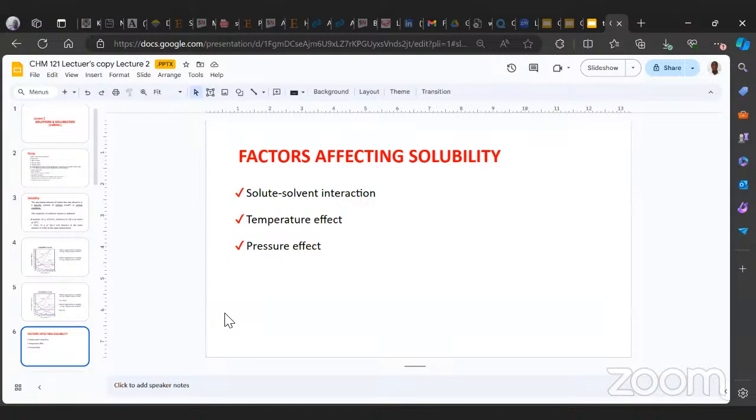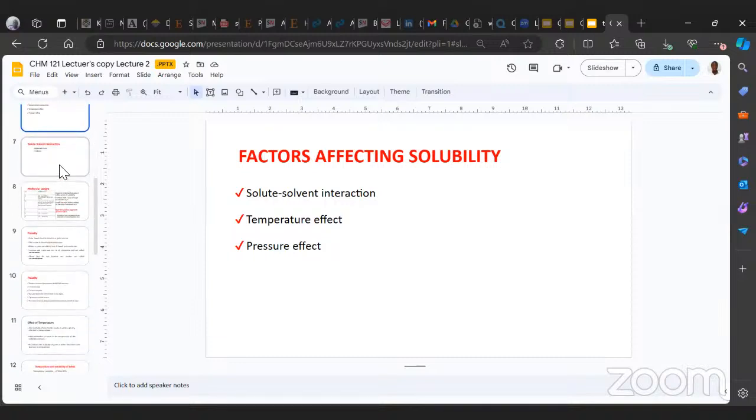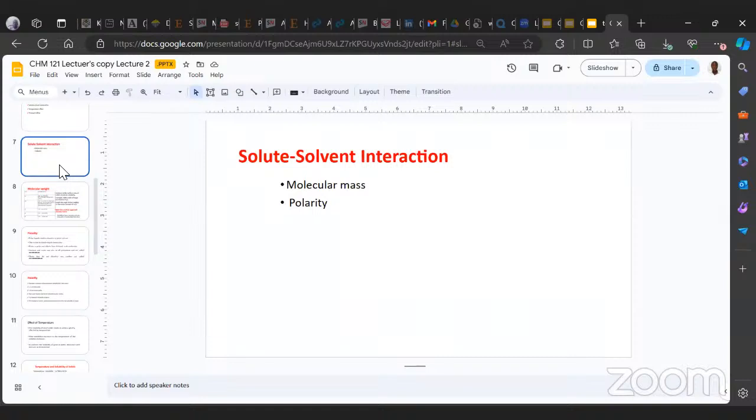And I said under solute-solvent interaction, we have two sub-things that affect it. Number one is the molecular mass or molecular weight, and the other one is the polarity. Molecular mass is very significant when you're talking of gases. The bigger the molecular mass of the gas molecule, the higher the solubility. Why? We've talked about surface area: the bigger the molecular weight, the larger the surface area, and so interaction is more intense, and so solubility is higher.